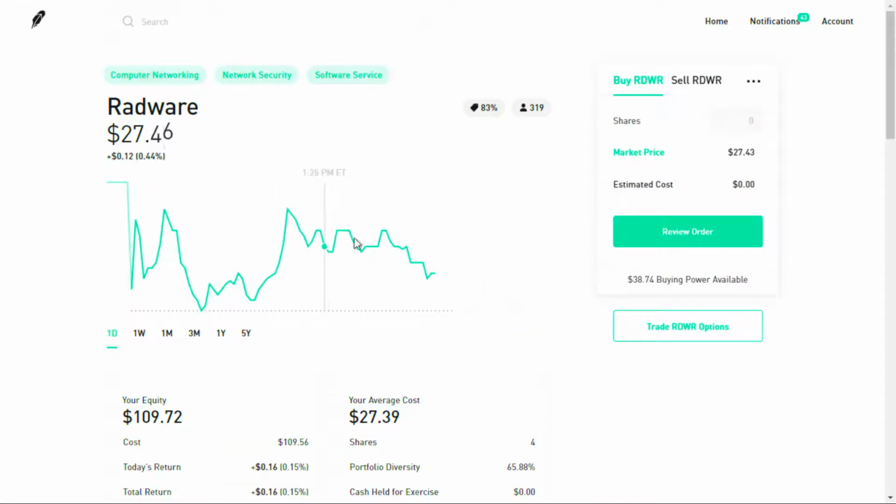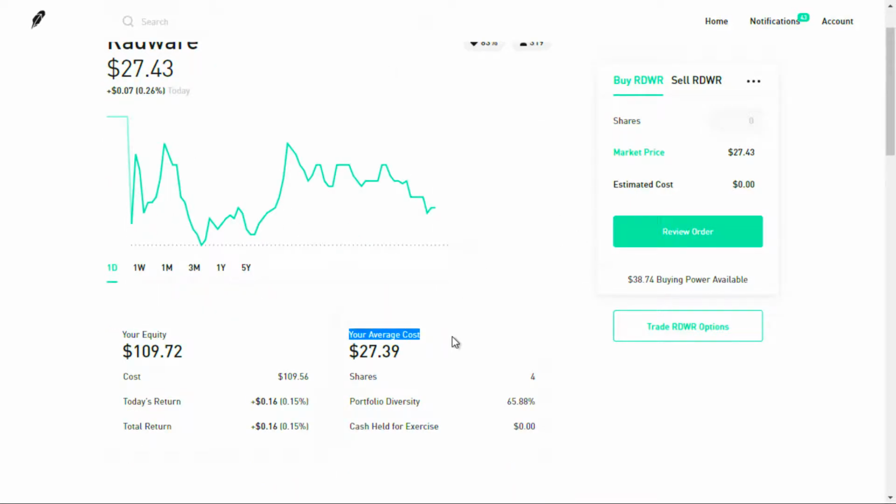Now I'm going to actually explain the individual stock interface, so I'm going to use this company as an example. So as you can see, it's pretty similar, except this is an individual stock's timeline. The thing I just showed you was my portfolio timeline, so it's not just one individual stock, it's all the stocks that I own. Your average cost is just simply the average cost that you bought your shares at.